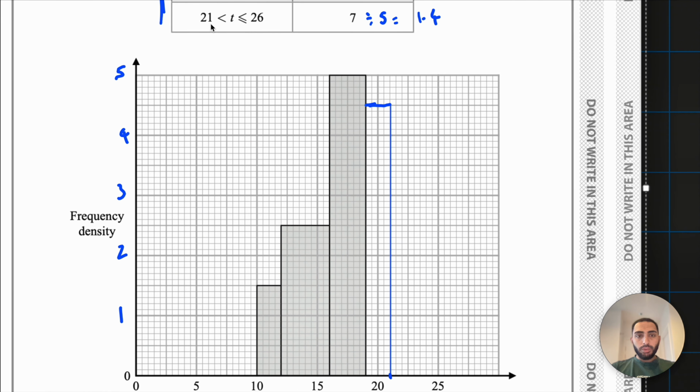Just need to do this last one. So it's between 21 and 26, and it's at 1.4. 1.4 is over here, just below 1.5. It's going to 26. That'd be 25, that'd be 25.5, that's 26. So it needs to go to there. I'll join those up.